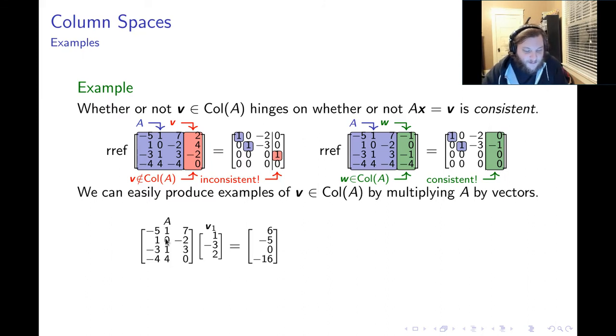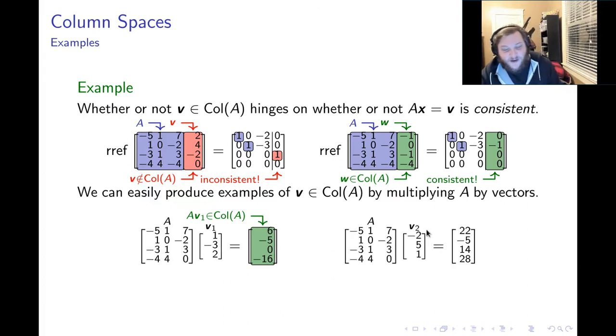So for example, let's take our 4x3 matrix A and multiply by the vector 1, negative 3, 2. That produces the vector 6, negative 5, 0, negative 16. And that vector has to live in the column space because I know that A times X equals this vector is consistent, because one of the solutions is 1, negative 3, 2.